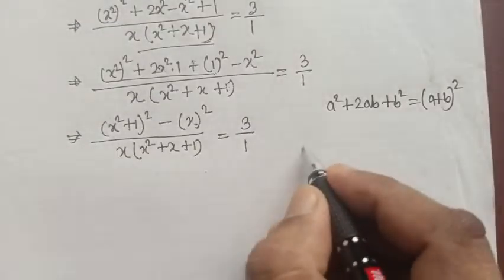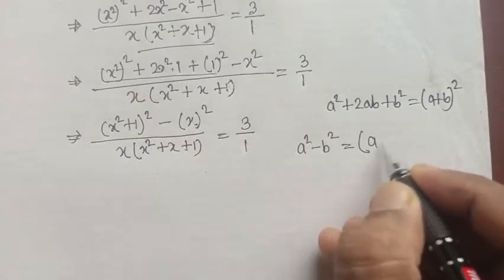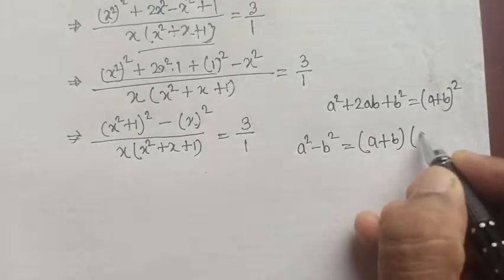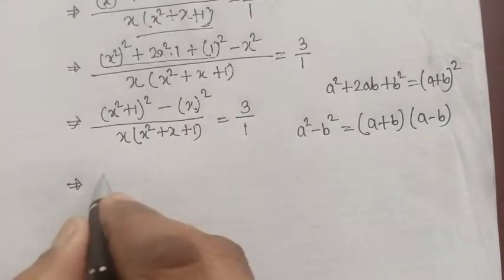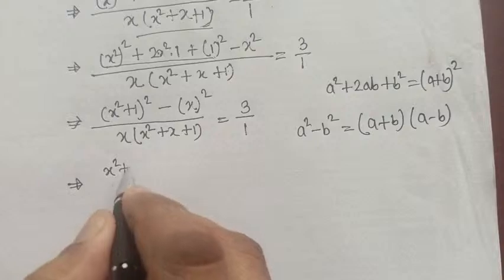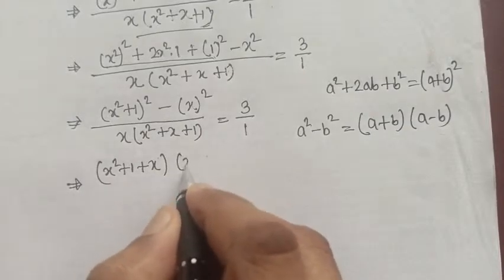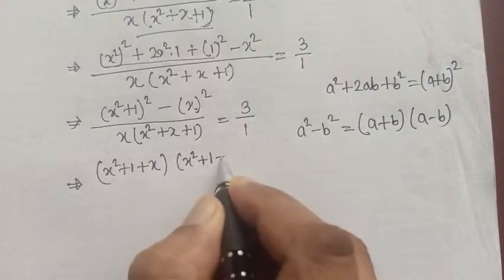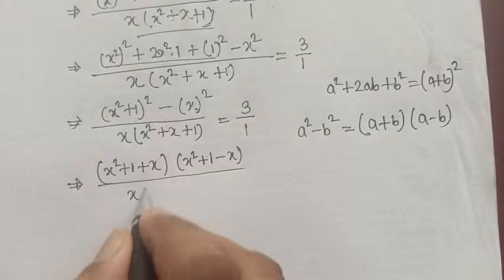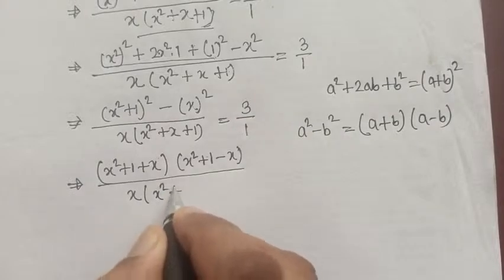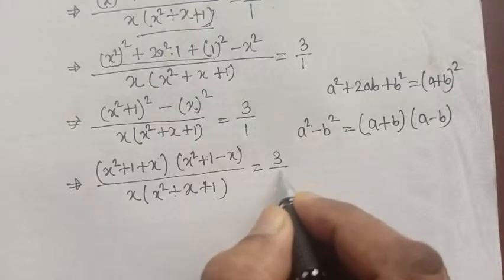Now we know the formula, a square minus b square equals a plus b into a minus b. So we can express this, x square plus 1 plus x, here x square plus 1 minus x by x into x square plus x plus 1, that is 3 by 1.